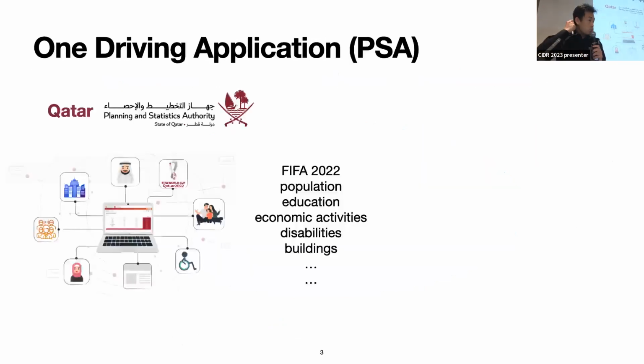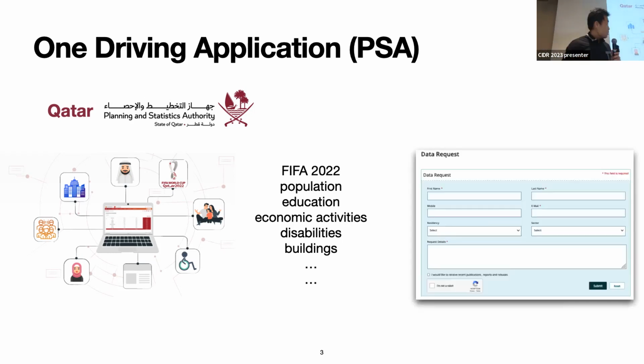So this is one driving application we are working with PSA. PSA represents the Qatar Planning and Statistical Authority. Basically, it is a government authority that collects all the data from Qatar. And after they collect data, they publish some data on the web so people can browse and download. So the problem is this is a collection of data with different formats. And oftentimes it's very hard for people to eyeball and download the one data set that they need.